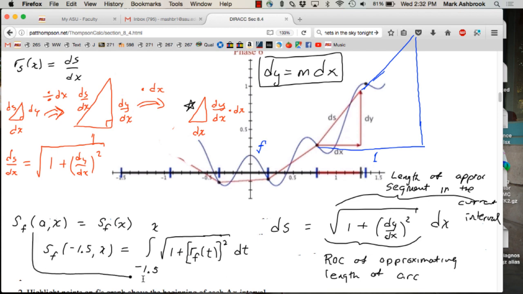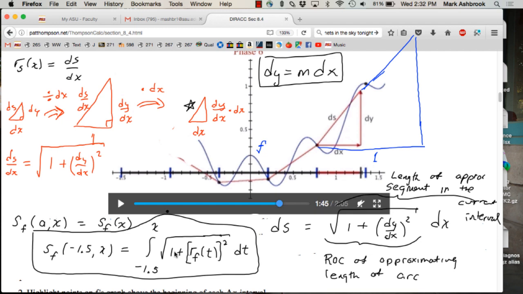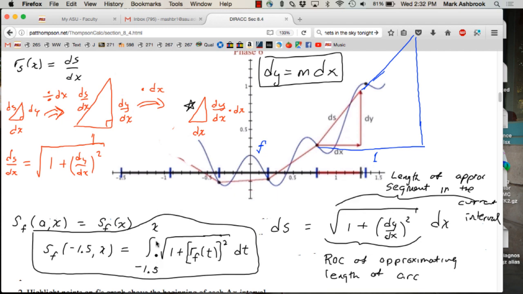Okay, does anybody have a question? So we build up the rate of change of arc length, and then everything else is the same. We have our starting point for accumulation. We do the integral of the rate times a little change in our independent variable, which gives us a little change in arc length, and then we accumulate all those little changes starting from negative 1.5 up to x.